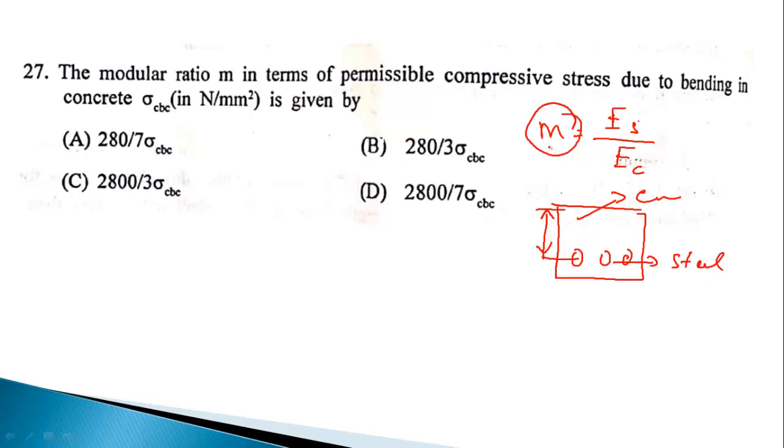In the code, M directly depends on sigma CBC, the compressive stress due to bending in concrete, and it's given as 280 by 3 sigma CBC. This is a very common and easy question and I think everyone should know it: 280 by 3 sigma CBC. This is only for the working stress method. It is not used in the limit state method, so it's very easy.